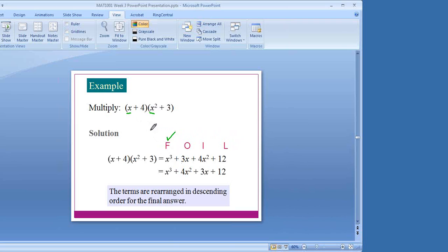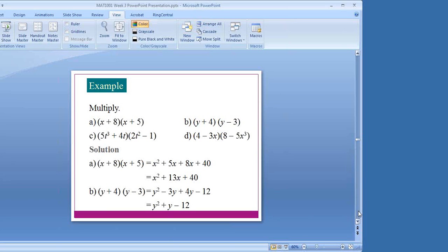So we've got first. Now I'm going to do outside. So these are the outsides. So x times 3 is 3x. We've got outside. Now I'm going to do inside. 4 times x squared is 4x squared. Got inside. And then last, 4 times 3, which is 12. Okay, and then we ask, can we combine like terms? In this case, we don't have any like terms, so we're done. But I do need to rewrite it so it is in descending order, and so that's what we did.